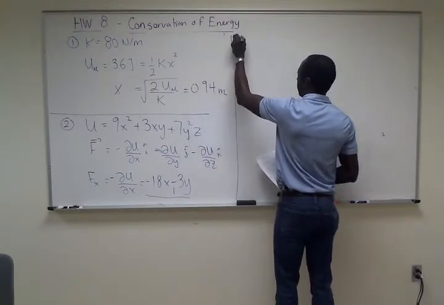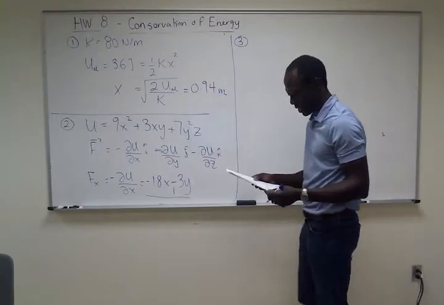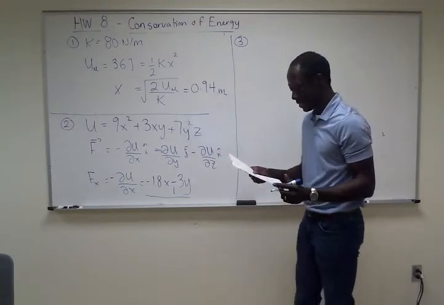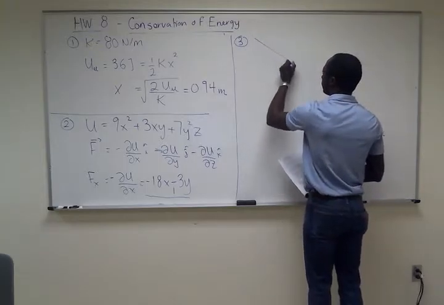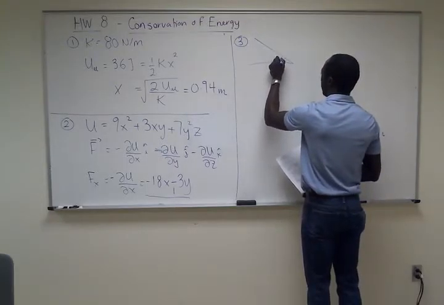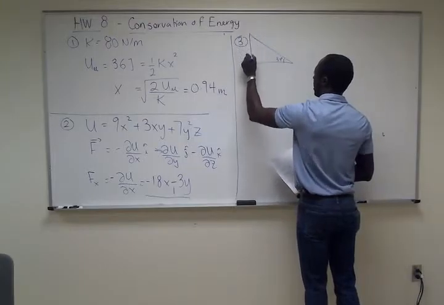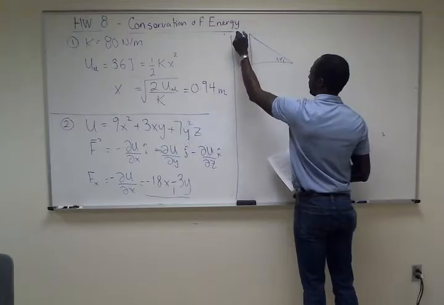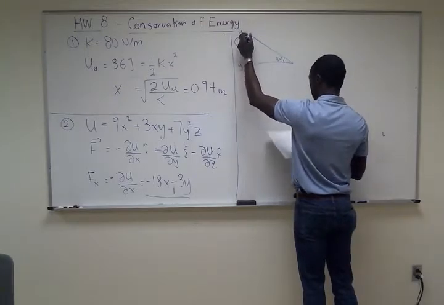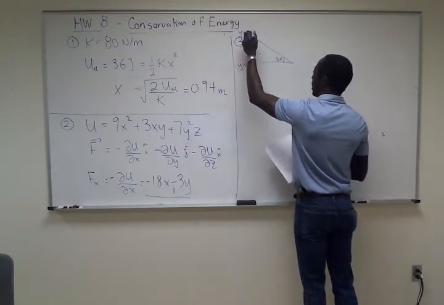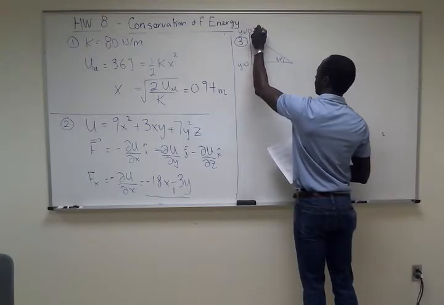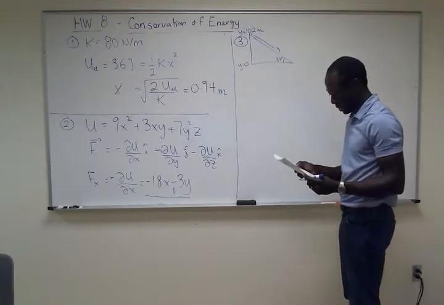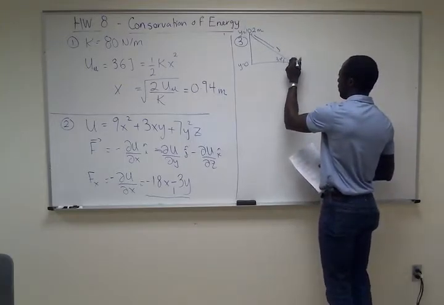Alright, so for problem number 3, we're told that we have a novice skier who is starting from rest, and he slides down a frictionless incline at an angle of 34 degrees. If this is y equal to 0, the height of the incline at this point here is equal to 102 meters. So he's going down this inclined plane, and we're asked to find how fast he's going when he reaches the bottom.